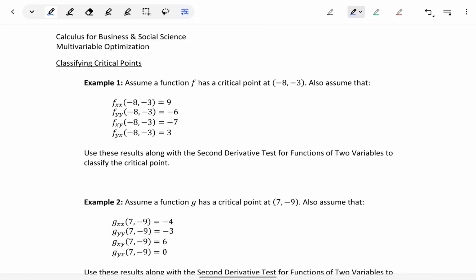Before we get into the full process of finding critical points and completing the second derivative test, we want to look at just interpreting the value D that we'll get from this process. That is f sub xx times f sub yy minus f sub xy times f sub yx, each of those second derivatives of the original function evaluated at each critical point, and see what that tells us about the point that we've identified.